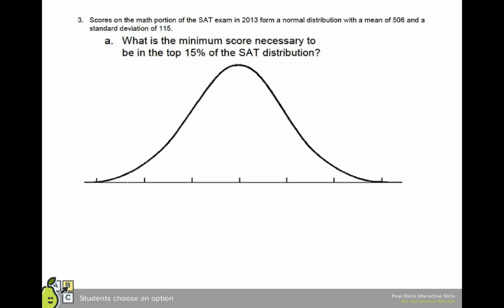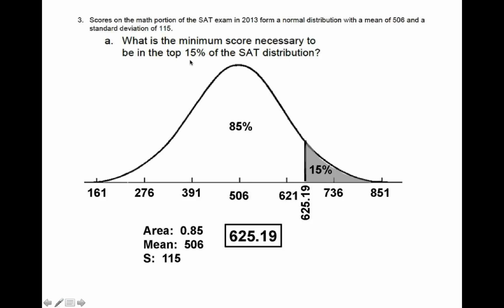Okay, number 3. Scores on the math portion of the SAT exam in 2013 form a normal distribution with a mean of 506 and a standard deviation of 115. What is the minimum score necessary to be in the top 15% of the SAT distribution? So go ahead, give this one a try. Hopefully you caught that if it's the top 15%, you have to type in 0.85 as your area and got 625.19.